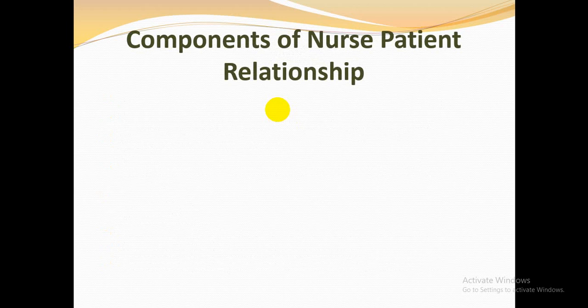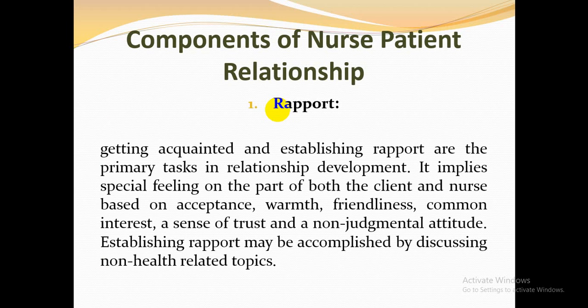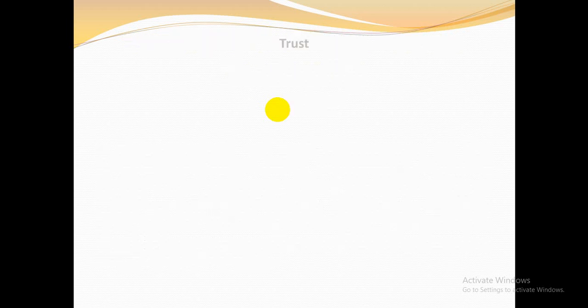Components of nurse-patient relationship. First, rapport. Getting acquainted and establishing rapport are the primary tasks in relationship development. It implies a special feeling on the part of both the client and the nurse based on acceptance, warmth, friendliness, common interests, a sense of trust and a non-judgmental attitude. Establishing rapport may be accomplished by discussing non-health related topics.